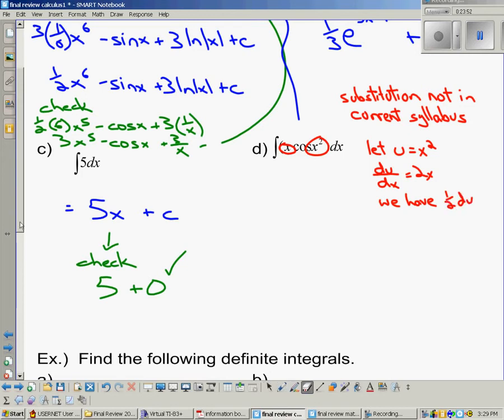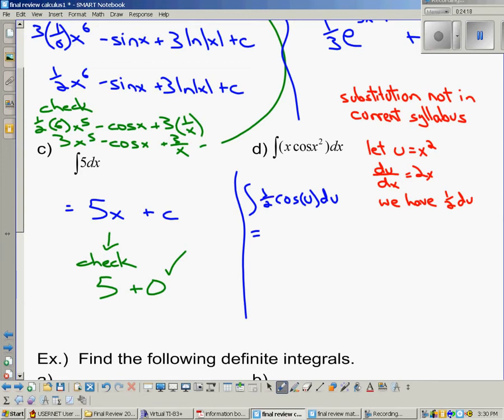So now I can just rewrite this whole expression. I've got the integral of half of a du times cos of that x squared we just called u. That looks horrible written that way, so let's just switch the order: half cos u du.